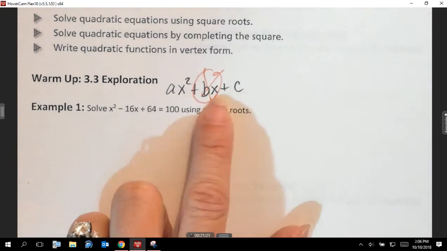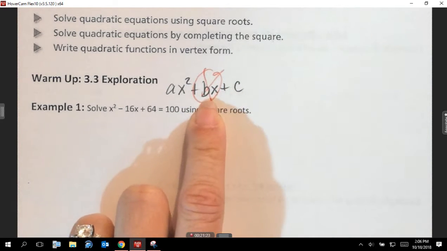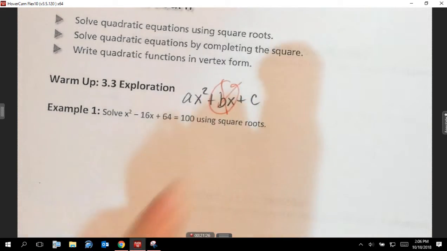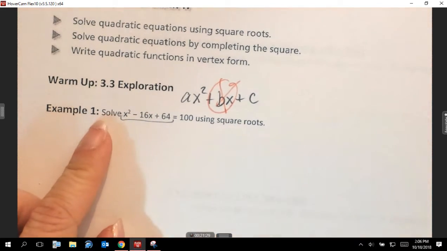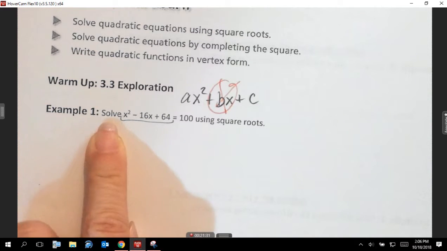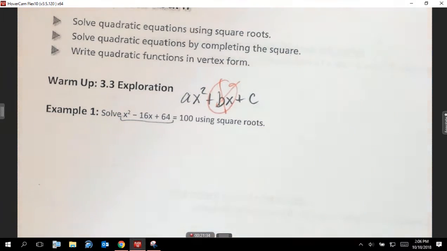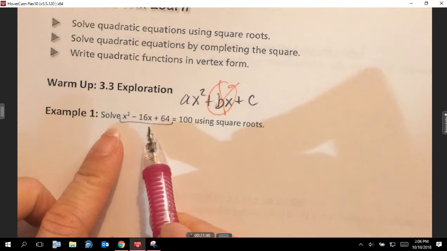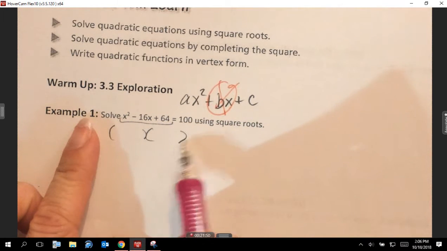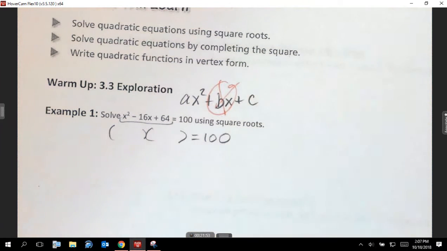Okay. So if it's in standard form and you have a bx term, you cannot solve by square roots. What form is this in? Standard? Do I have a bx? Yeah. Oh no. But I'm telling you to solve by square roots. So what you have to do is manipulate the equation so it's not that form. And we're going to use factoring to do that. I want you to look at the x squared minus 16x plus 64. Trinomial, no GCF. I want you to factor that. Ignore the 100. I want you to factor x squared minus 16x plus 64.